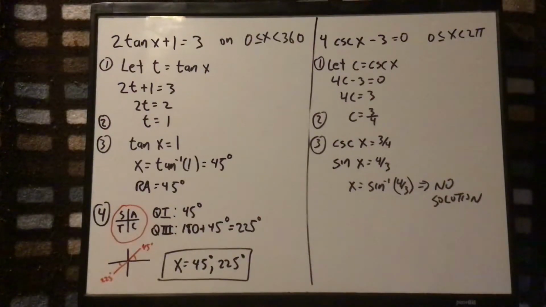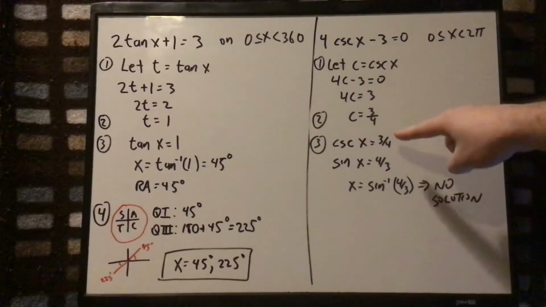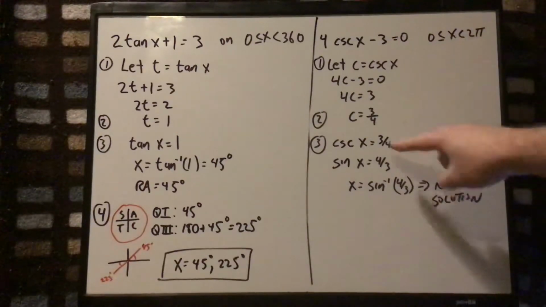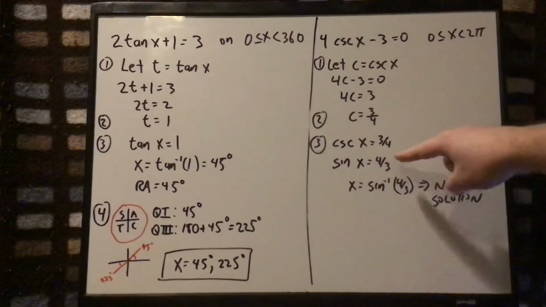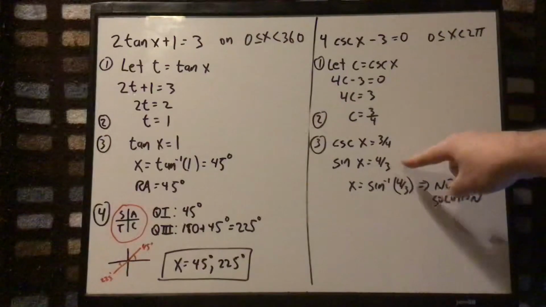The second problem I gave involved 4 cosecant x minus 3 equals 0. Now, you run into a roadblock here. Step 1 is to replace cosecant x with c. That eventually gets you down to c equals 3/4. That gets you to cosecant x equals 3/4, which means you need to use its reciprocal function. The reciprocal of cosecant is sine, so flip over the 3/4 to 4/3.